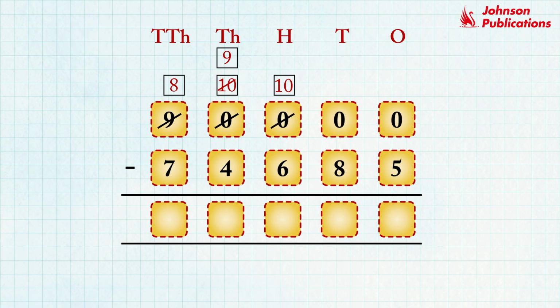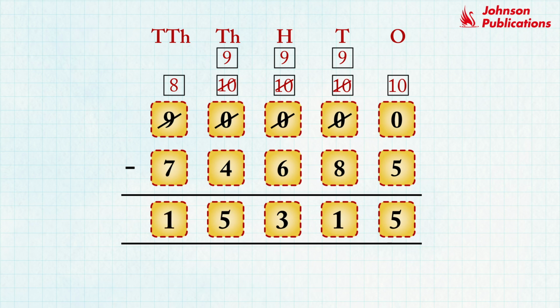Step 3. Regroup hundreds. We get 10 at the tens place and cross out 10 to make it 9 hundreds. Step 4. Regroup tens and subtract. We get 10 at the ones place and cross out 10 to make it 9 tens. Now subtract column wise. We get the difference as 15,315.